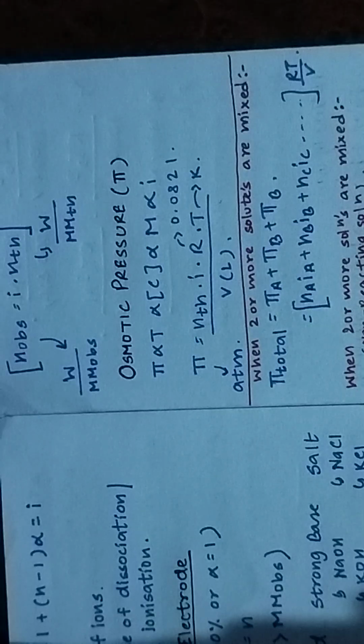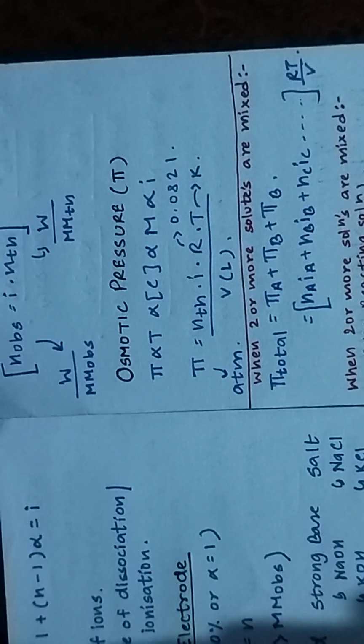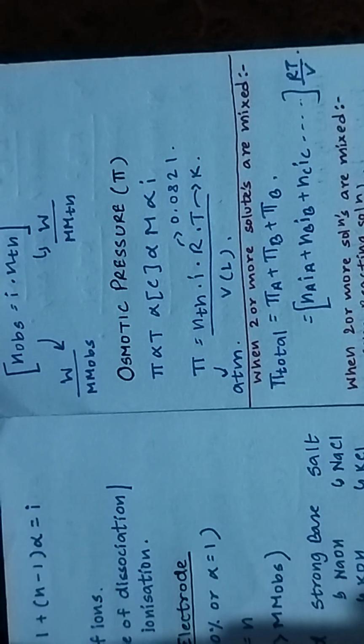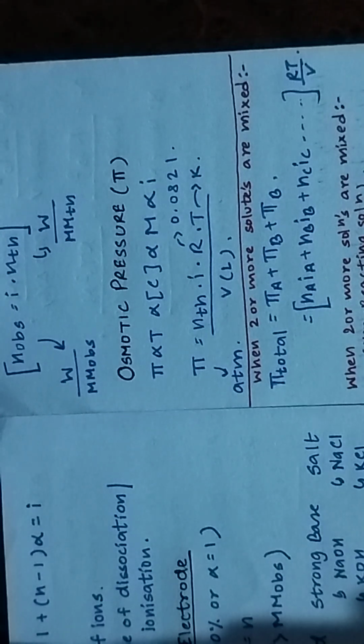n observed is equal to i into n theoretical. n observed is basically weight by molar mass observed, and n theoretical is basically weight by molar mass theoretical. Osmotic pressure is pi. Pi is directly proportional to temperature, directly proportional to the concentration, directly proportional to the moles, and directly proportional to i. Okay. Pi is equal to n theoretical, that is moles theoretical, into i into RT, divided by volume in liters.